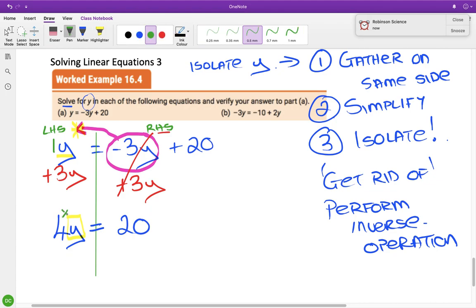So at the moment the y has been multiplied by the 4. I perform the opposite operation, which is to divide by 4. That will take out the 4. I have to balance, so I have to do it on the other side. So then my y is isolated, and 20 divided by 4 is 5.